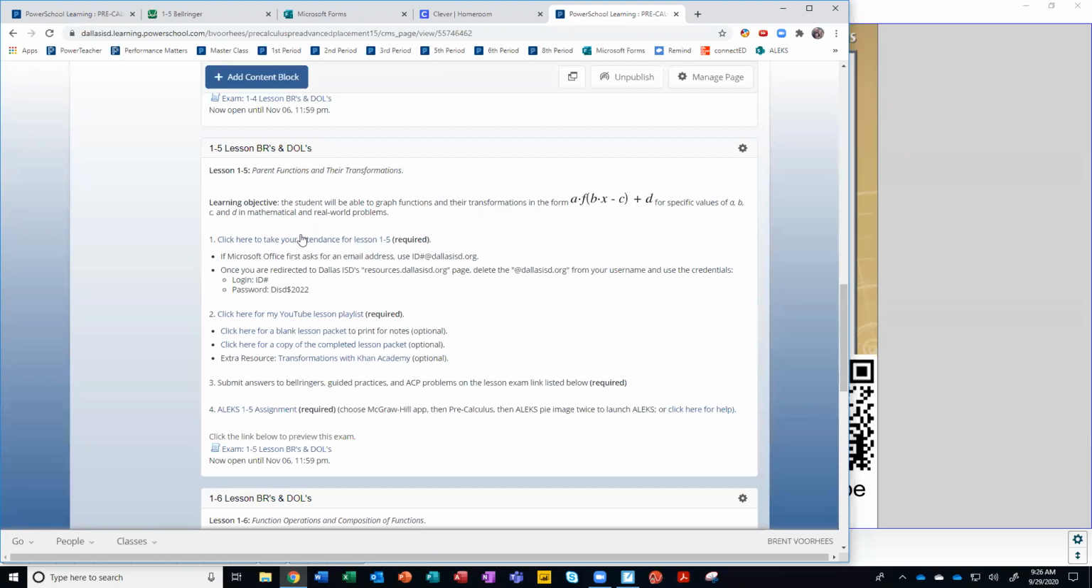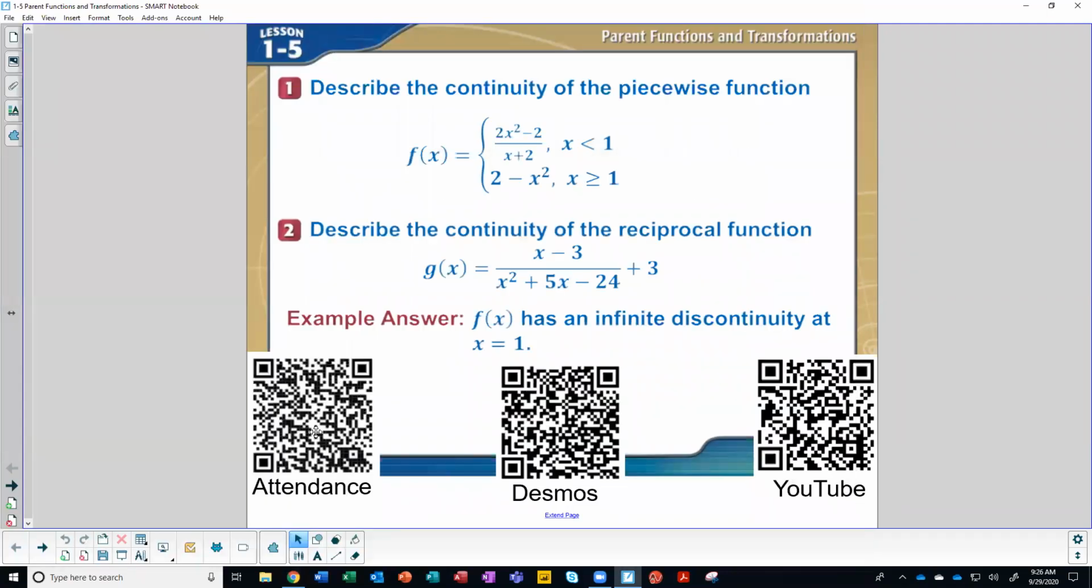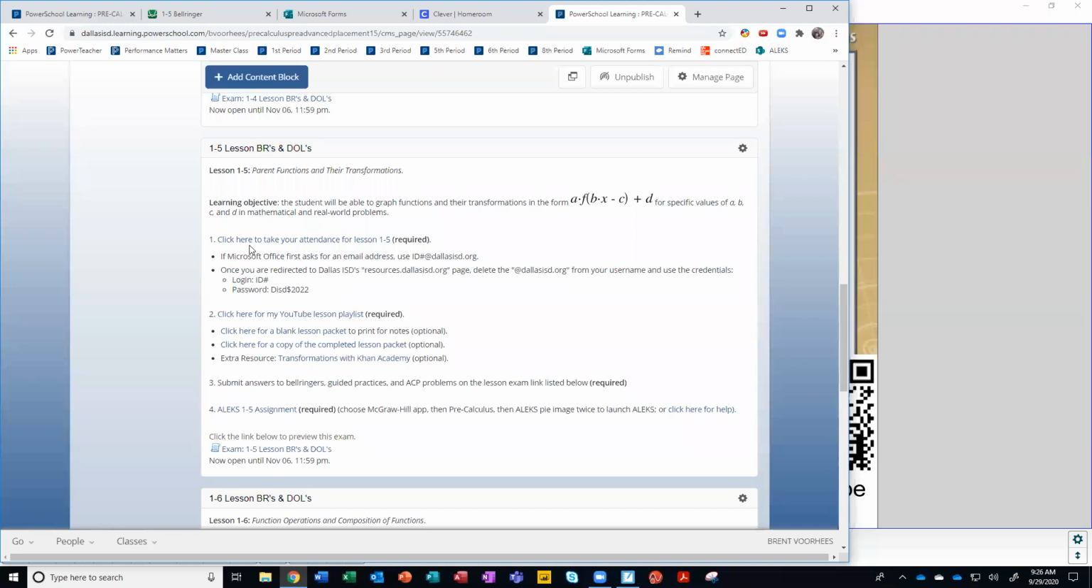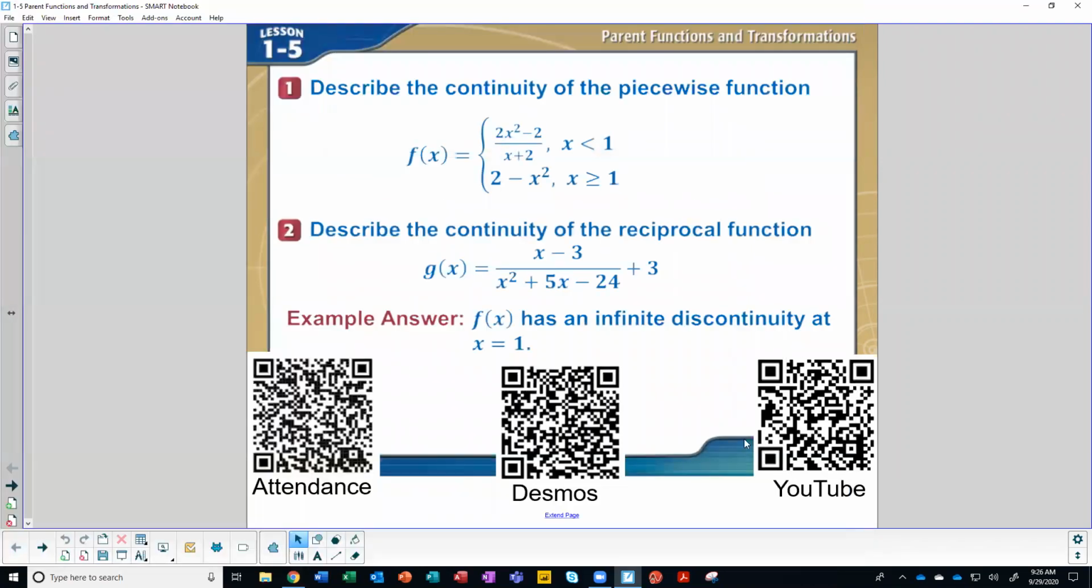Number 1 here is your attendance link. So if this QR code that I had up on the screen was not working for you, just click that link right there. Again, there's instructions for if you're having any problems. We'll get to the YouTube playlist, which also is listed here.